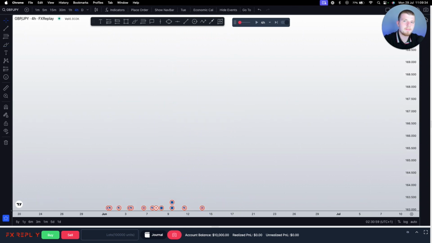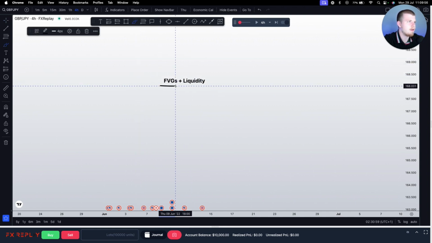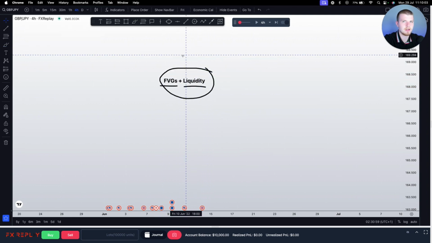Now that we've got the bias tool out the way, we now need to talk about trading zones, or specifically support and resistance, or even more specific, fair value gaps and liquidity, because that is exactly what I trade. So what we're going to do is go over fair value gaps first, and then go over liquidity, and then go over how to pair these 2 things together. So let's do that right now.